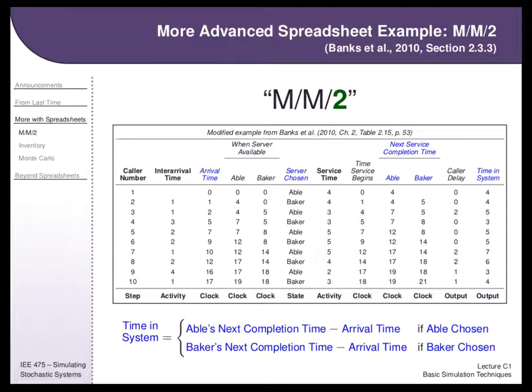I'm just trying to justify to you that it's possible this could be done, but there are reasons why you wouldn't do it this way. All these conditionals and everything, it's a pain. Imagine if you had 3, 4, 5 servers, or even worse, imagine your boss said, well, you already did this nice simulation of 2, what happens if we added a third server? Imagine all of these cells you have to go back and change so that these conditionals now apply to 3, Abel, Baker, and Charlie. It would be a mess. So that's why we have tools like Arena.